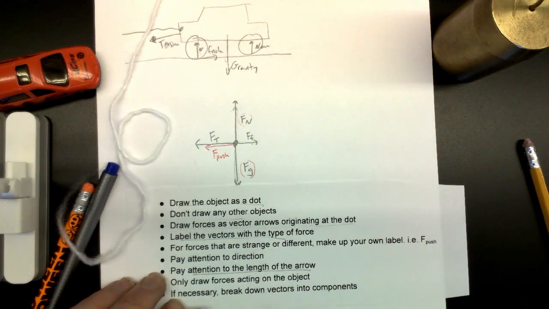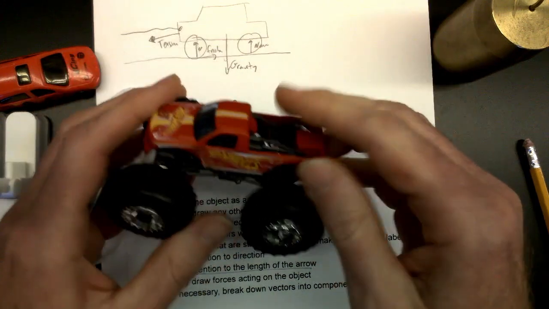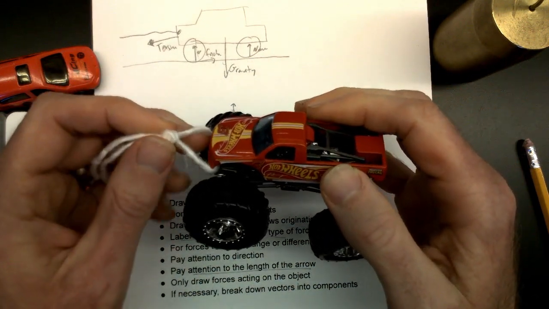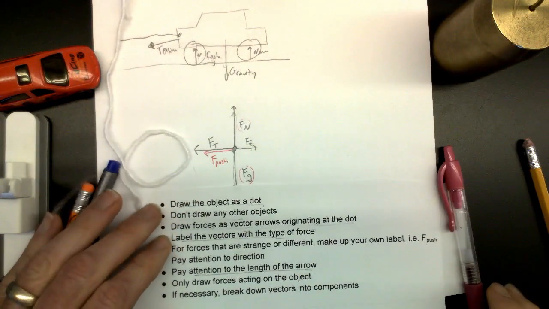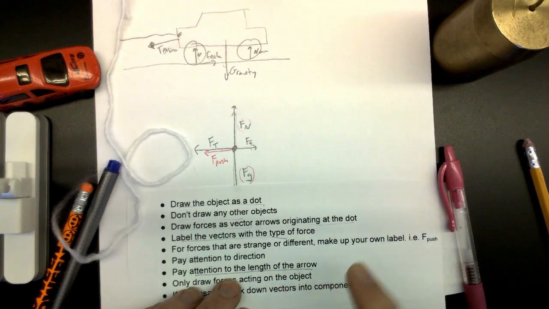Okay? I'm only going to draw the forces acting on the object. So I'm not going to draw my hand over here, or the string, because the string is attached to the truck and it's actually only acting on the truck. And then if necessary, break down vectors into components. What do I mean by that?